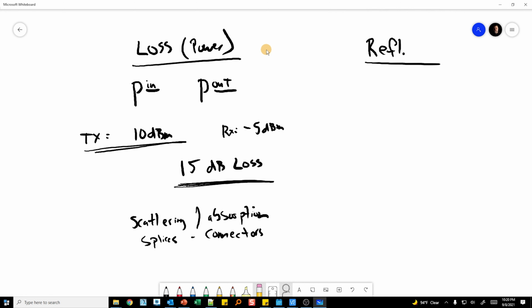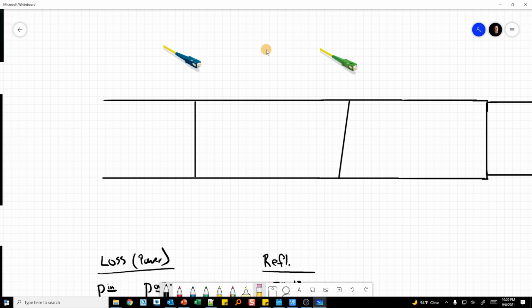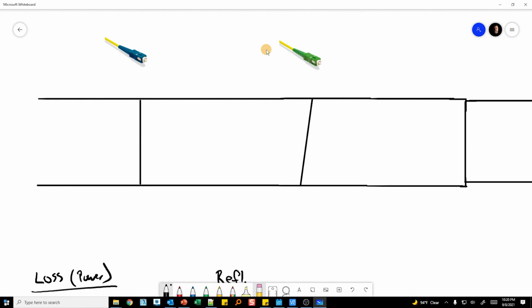Some common values that you might see are going to be something like, say, negative 50 dB, negative 60 dB. I'll explain what these different values mean, but there are several different ones. Before I get to that, let's step back a little bit and talk about the fiber theory portion of it.